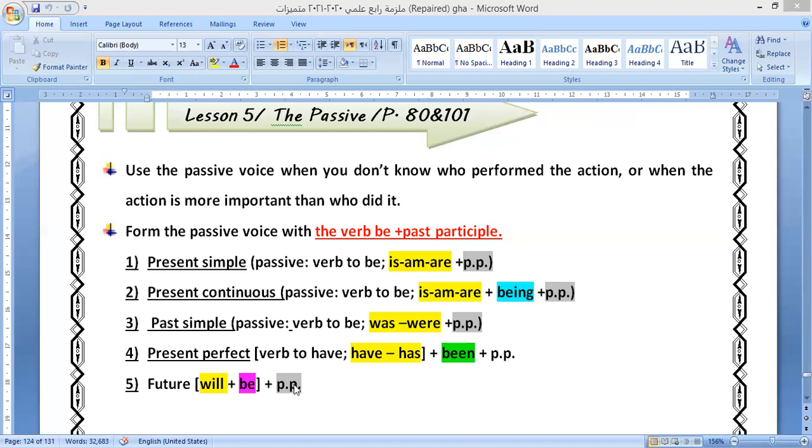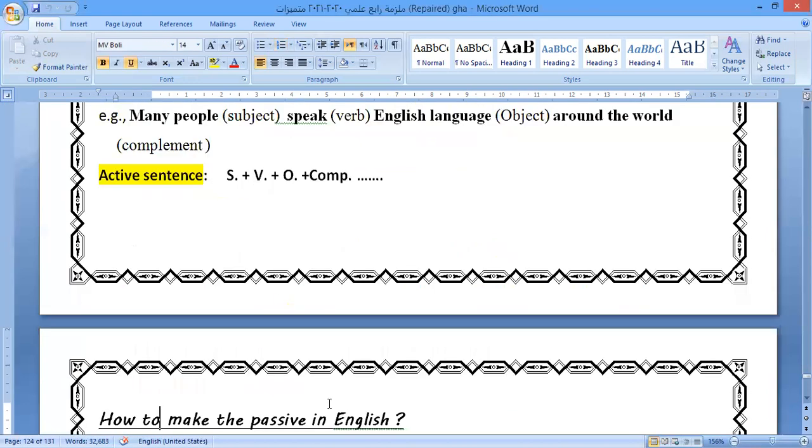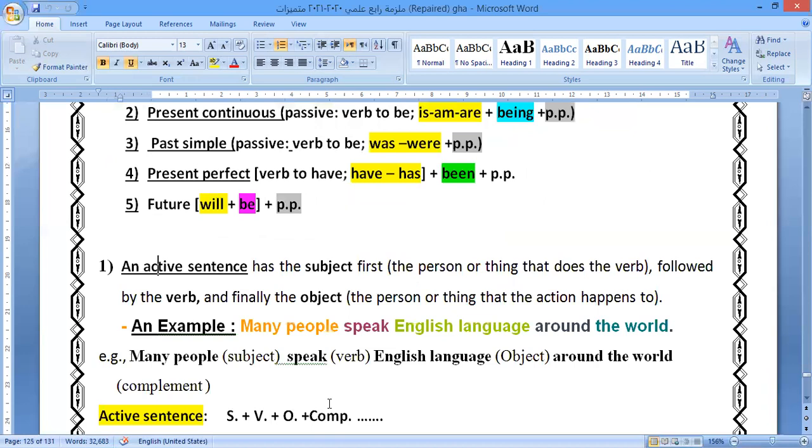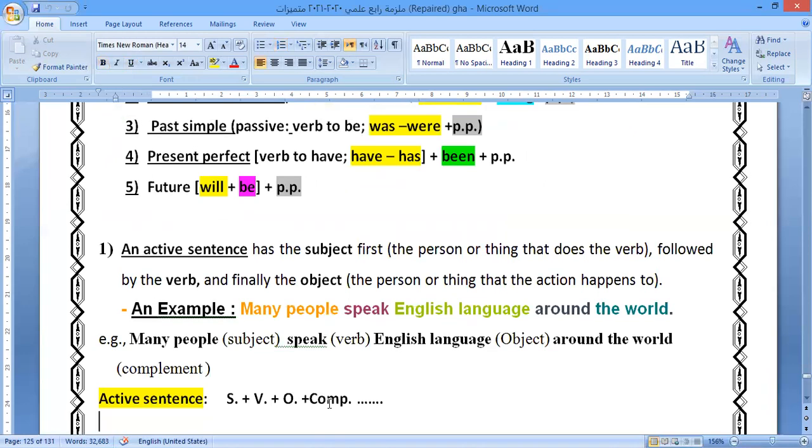Now let's move on, this is the general information about our lesson for today. Let's make a comparison between active and passive sentences. Let's make a comparison between the active and the passive.